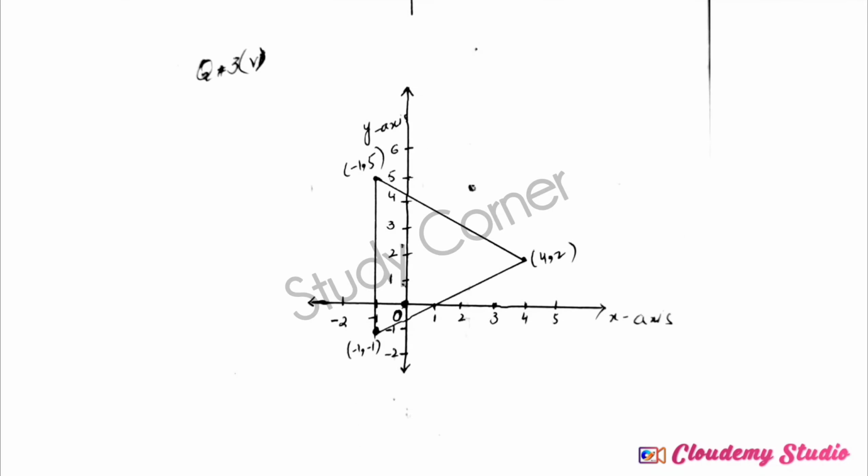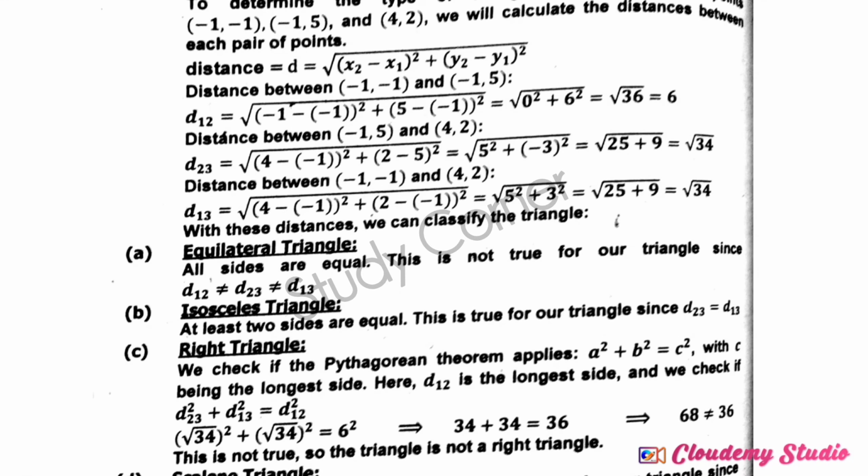Now we find the distance between this and this point. The distance between (-1, 5) and (4, 2): x2 minus x1 is 4 plus 1, that is 5 square, and y2 minus y1 is 2 minus 5, that is -3 square. This is 25 plus 9, and that is the square root of 34.